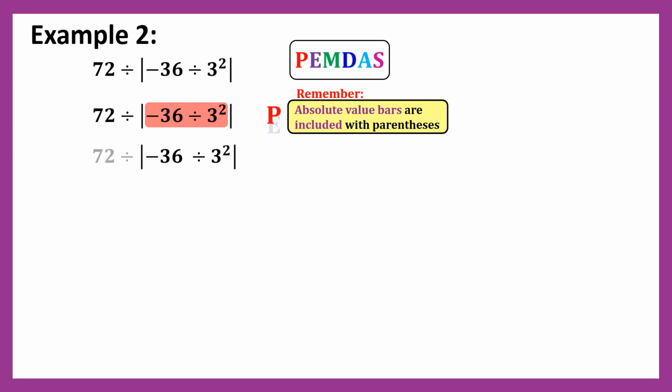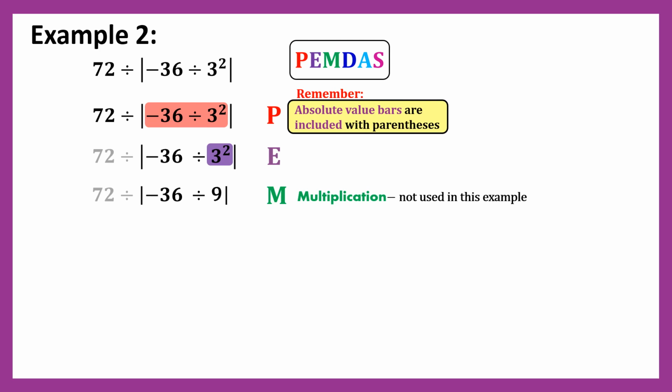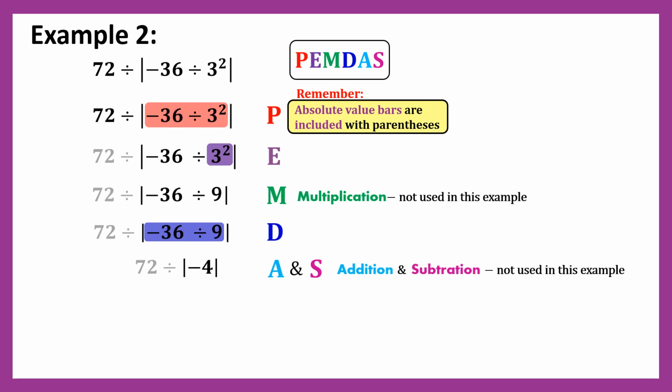We can now use the next letter, which is E for exponents. This means we need to evaluate the 3 raised to the power of 2. This equals 9. The next letter is M for multiplication, but for this example, multiplication is not used. To continue, let's rewrite the expression. Our next letter is D for division. Only working inside the absolute value bars, we have negative 36 divided by 9. This gives us a negative 4 inside the absolute value bars. The last letters are A and S for addition and subtraction. Yet this example does not use any addition or subtraction. Note, at this point we have the absolute value of negative 4, which is equal to 4.